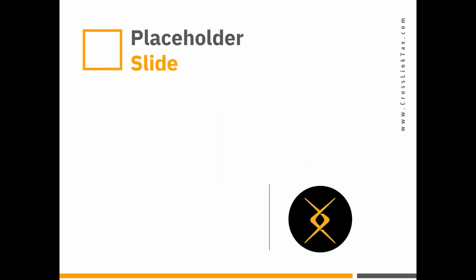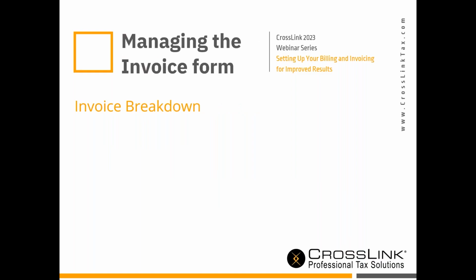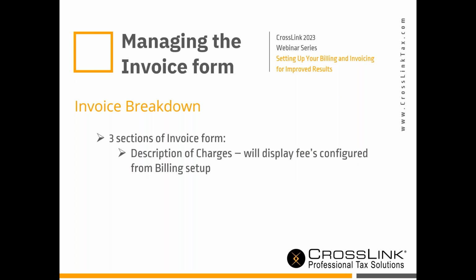Okay, so now we're going to switch gears and go down to our invoice on a tax return and what that invoice is composed of. We have three sections of that invoice that I'm going to break down today. The first section is going to be called your description of charges. Again, that's going to show you what your tax return is being charged for your prep fees.